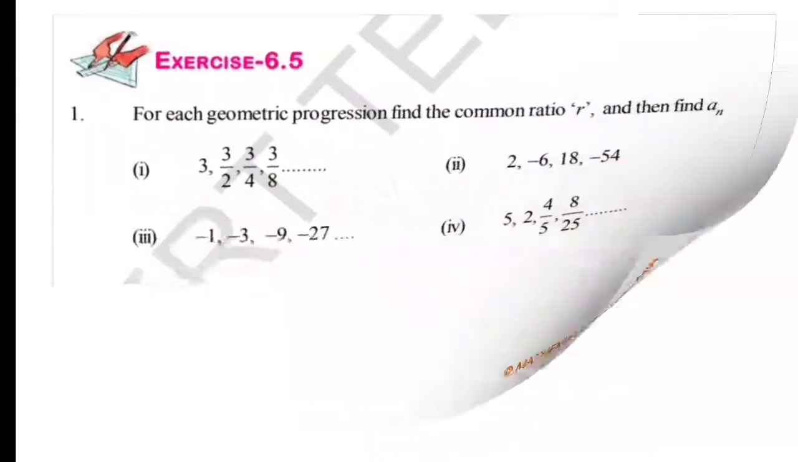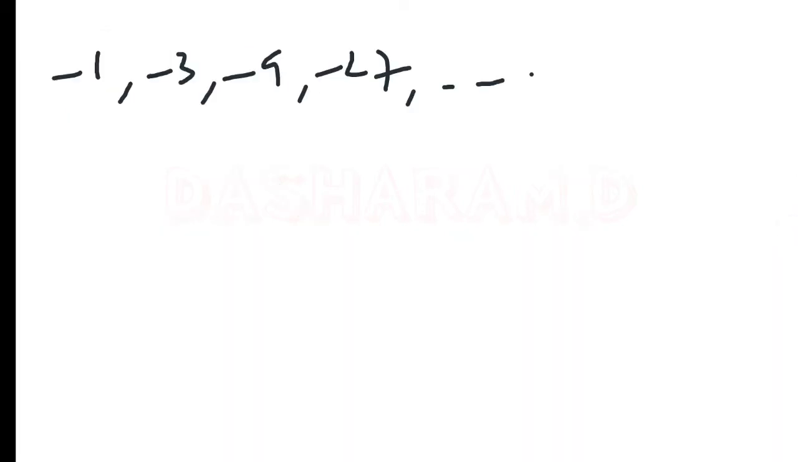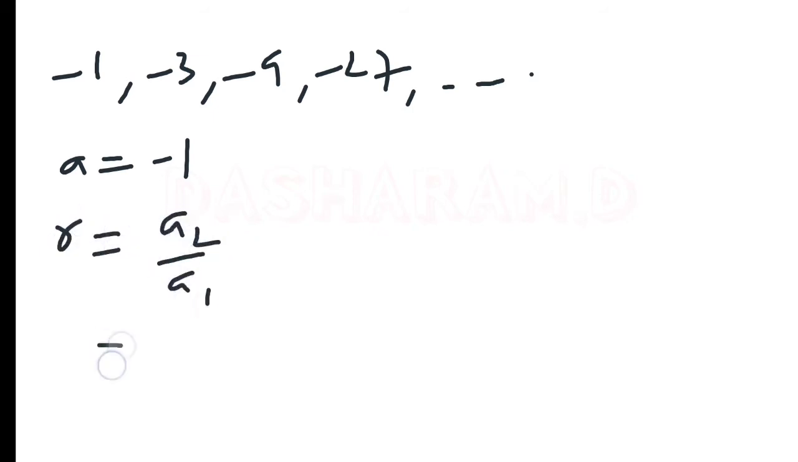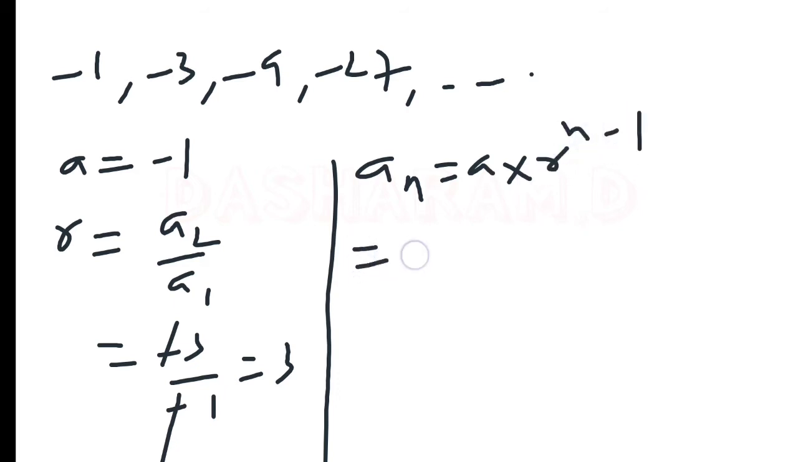Next, go to the third problem. The third one is minus 1, minus 3, minus 9, minus 27. Here the first term a is minus 1. Next, common ratio r equals a2 divided by a1. The a2 value is minus 3 and the a1 value is minus 1. So it equals 3, because the minus signs cancel. Next, the nth term: an equals a into r to the power of n minus 1. The a value is minus 1 and the r value is 3, whole power n minus 1.